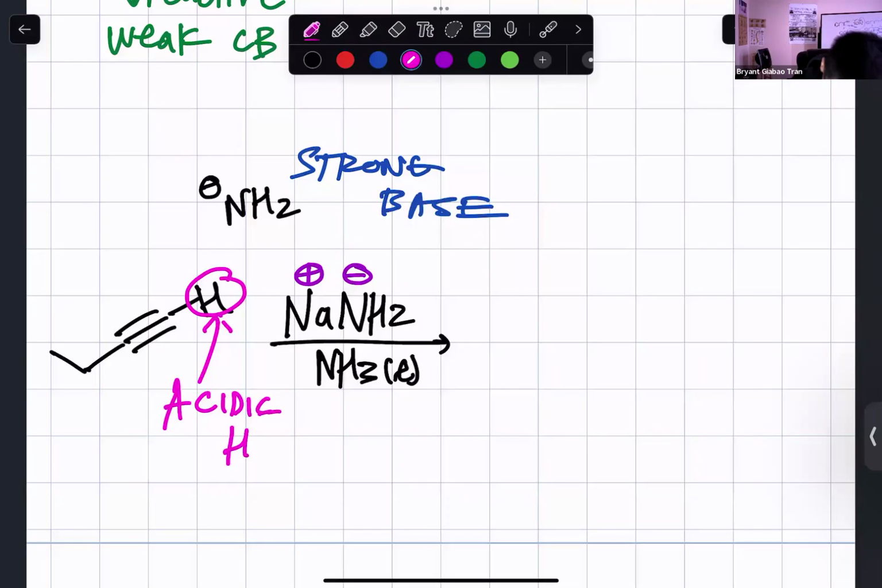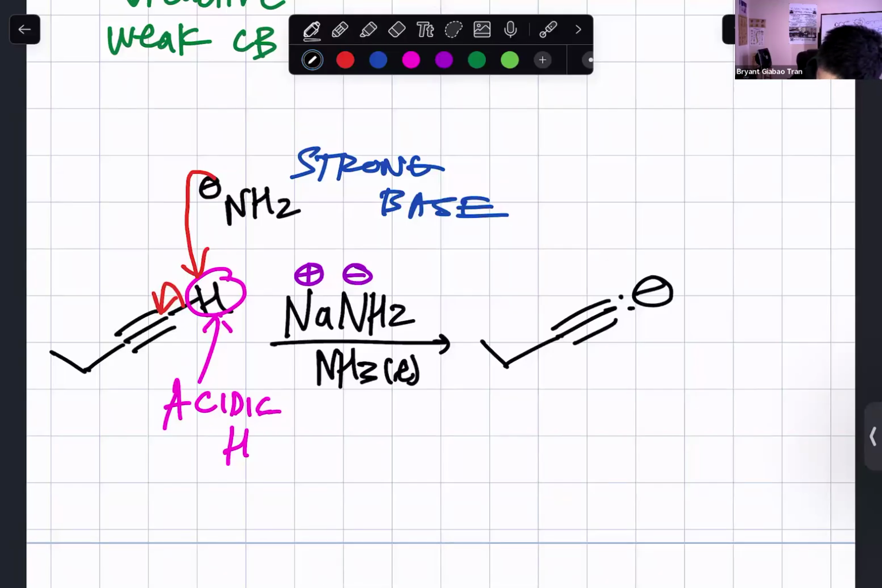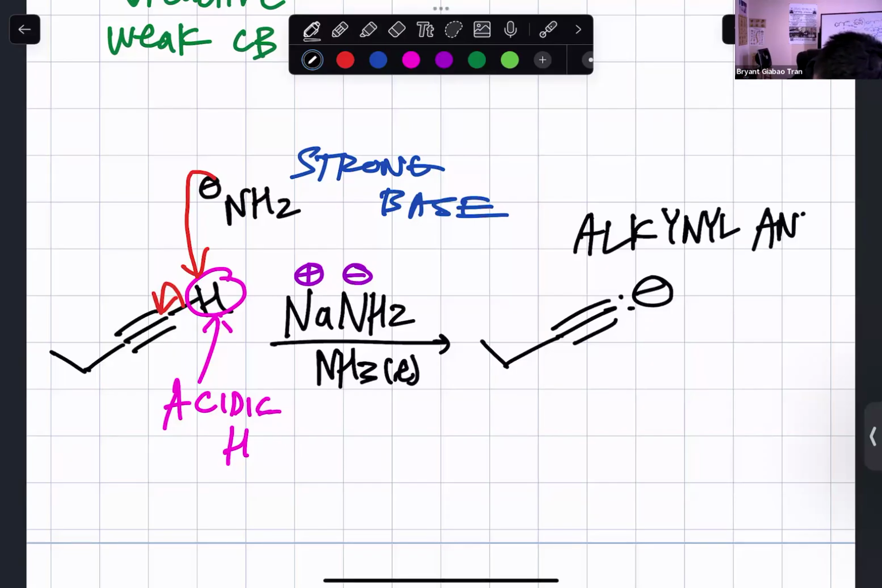Acidic H. So what's going to happen is that this NH2 is going to grab that H, and then the bond between that H being grabbed and this carbon is going to break. The two electrons in this bond are going to break and go onto that carbon right there, giving this conjugate base here, like that. We call this an alkynyl anion. Anion because it is negatively charged.